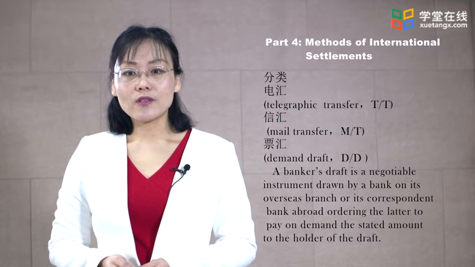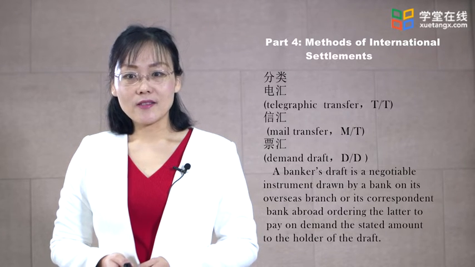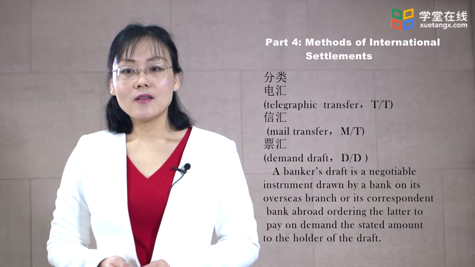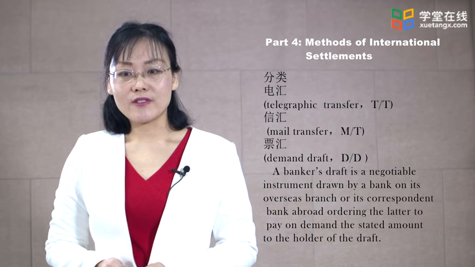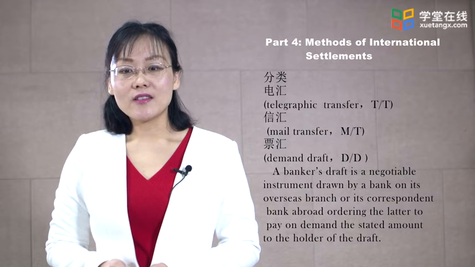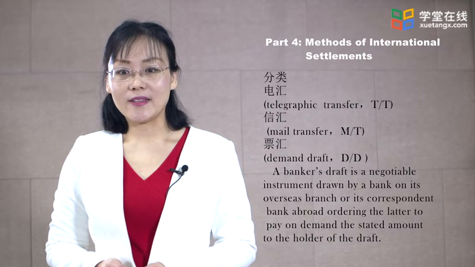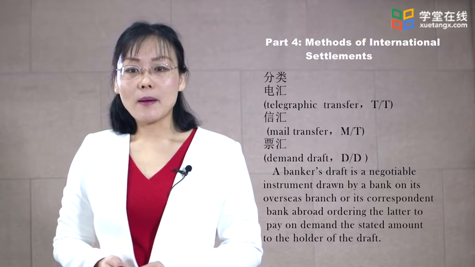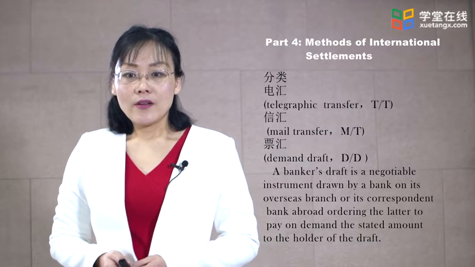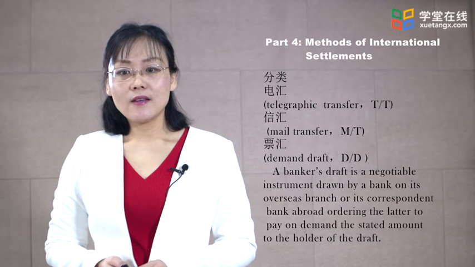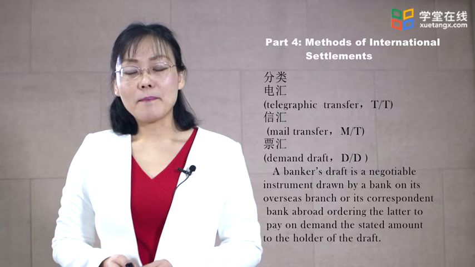TT refers to remittance by cable, telex, or SWIFT. The process is exactly the same as a mail transfer, except that instructions from the remitting bank to a paying bank are transmitted by cable or SWIFT instead. Therefore, TT is quicker but more expensive than mail transfer.